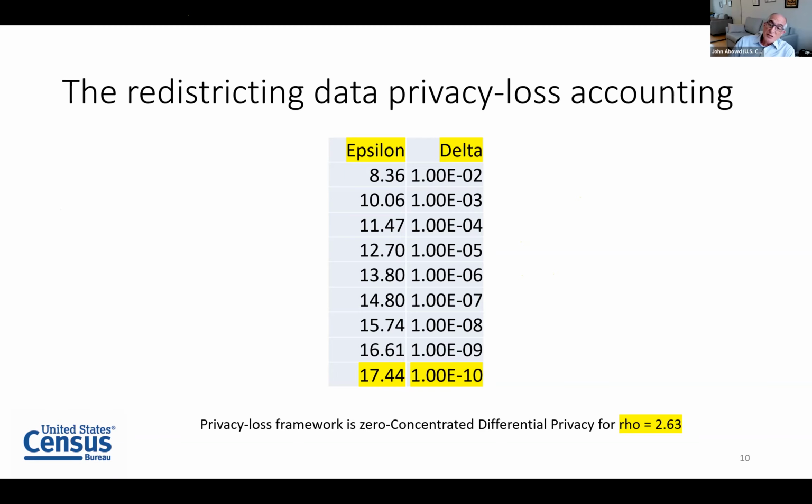And rho is the right statistic to use here because you can do the privacy loss allocations additively in rho, and then you can take advantage of subadditivity in the composition to generate the corresponding epsilons and deltas. You shouldn't be adding them together. And so we have chosen to present this to the public in the form of the epsilon associated with a failure rate of 10 to the minus 10. So that's the yellow highlighted, 17.44.